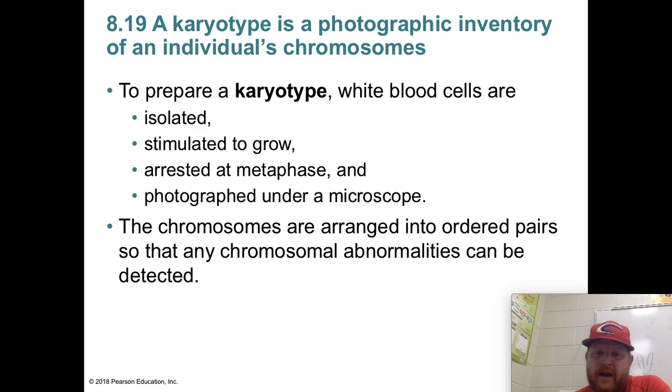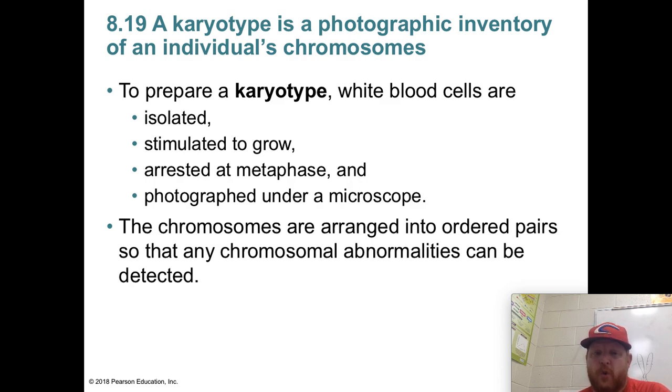So notice the idea of a karyotype, okay? It is pretty much a picture of all of our chromosomes, right, more or less. To prepare those, you are going to take white blood cells. They're going to be isolated. They're stimulated to grow. They're arrested at metaphase, and then photographed under a microscope. That's the way to see our entire karyotype.